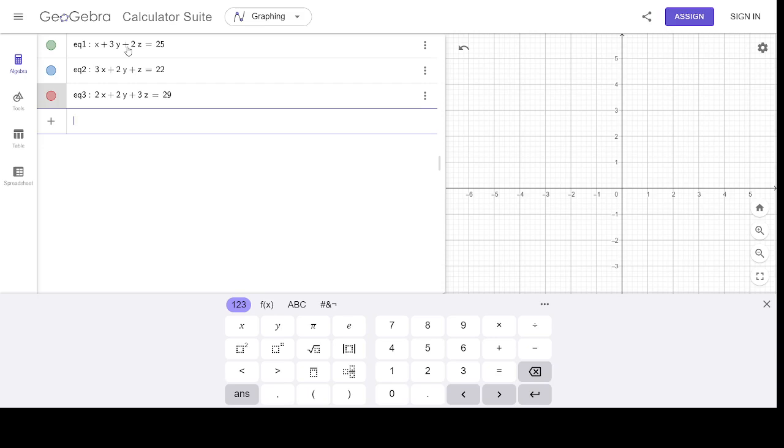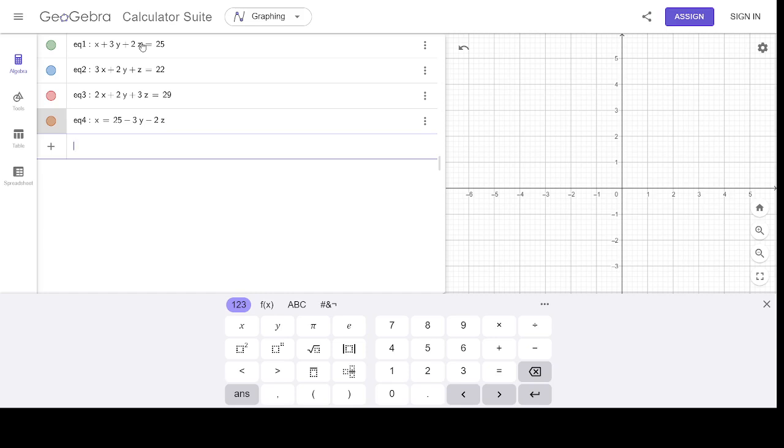You scan through the sets of equations and check where you can easily isolate one of the variables. So if we make x the subject of our formula, then we would have x is equal to 25 minus 3y minus 2z. So that's the value of x.